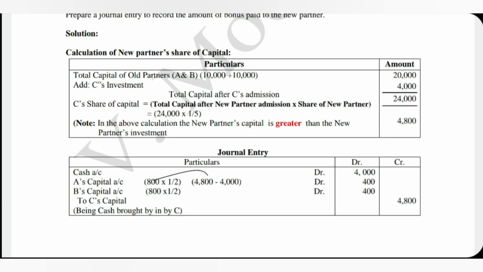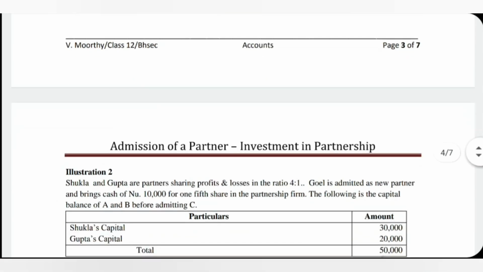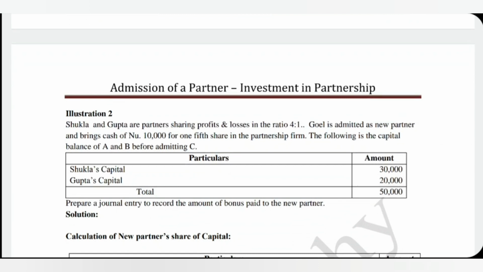So this is the way it has to be calculated when the new partner's capital is more than the new partner's investment. We can see one more illustration with regard to the new partner's capital and the new partner's investment, when the new partner's capital is greater than the new partner's investment. Shukla and Gupta are partners sharing profits and losses in the ratio of 4:1. Goyal is admitted as a new partner and brings cash of 10,000 for 1/5 share in the partnership firm. The following is the capital balance of Shukla and Gupta before admitting Goyal.